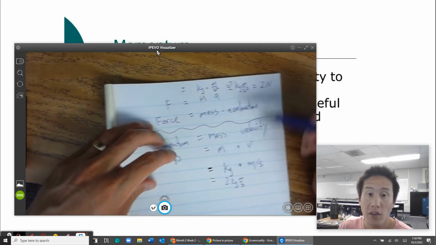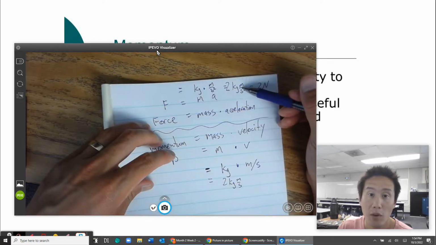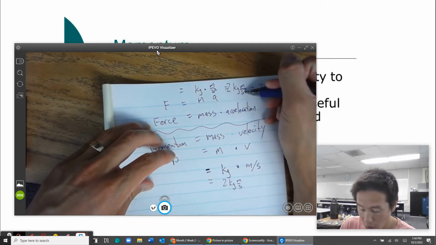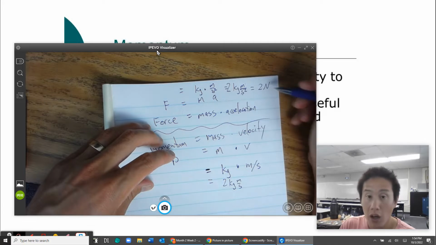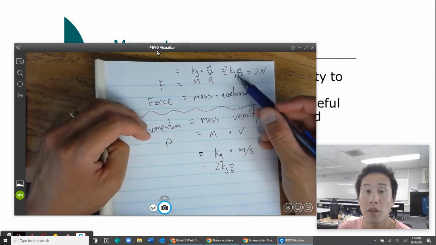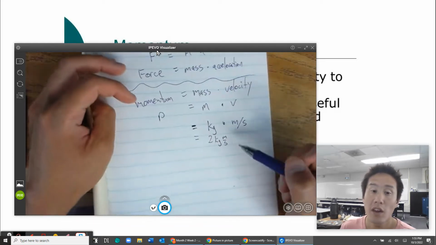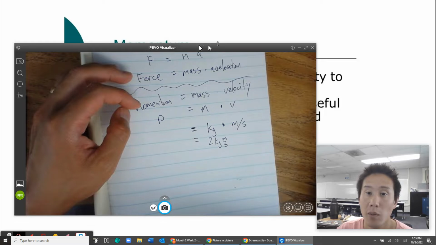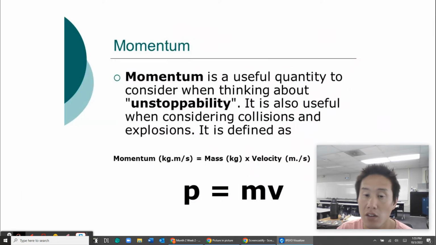This is different from kilograms times meters per second squared. Meters per, like with that fractional line, get it? Meters per second squared is equal to like a newton. Like 2 kilograms times meters per second squared is equal to 2 newtons. This is not equivalent to newtons. It's just 2 kilograms times meters times meters per second. So that's just stuff to talk about units. Just remember momentum is equal to m times v.